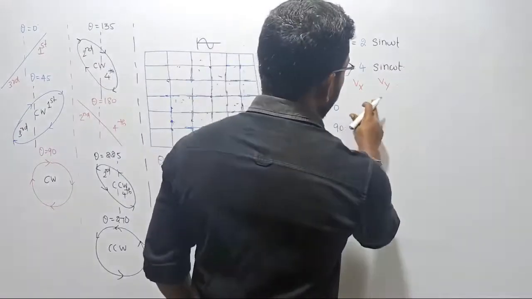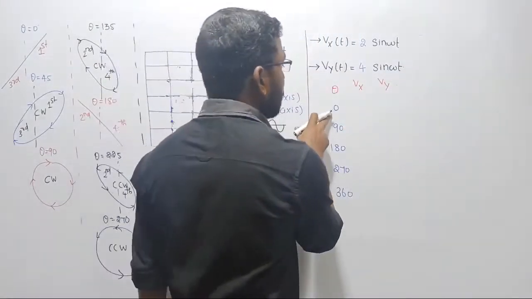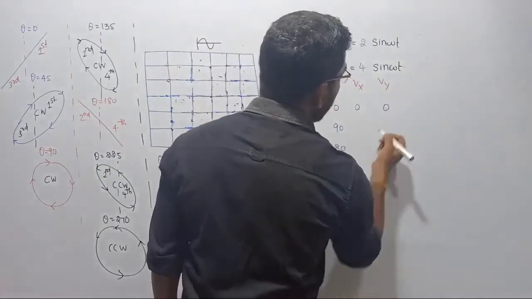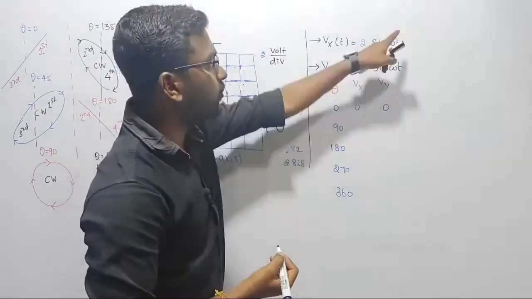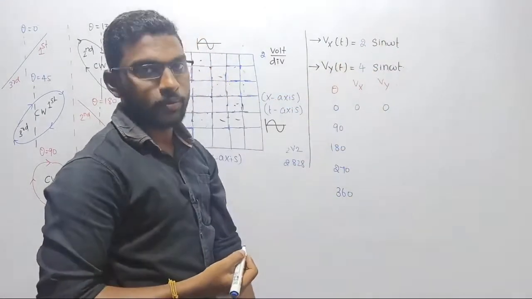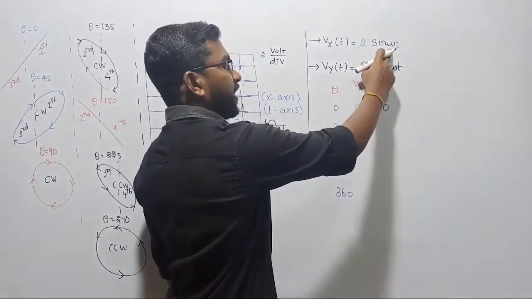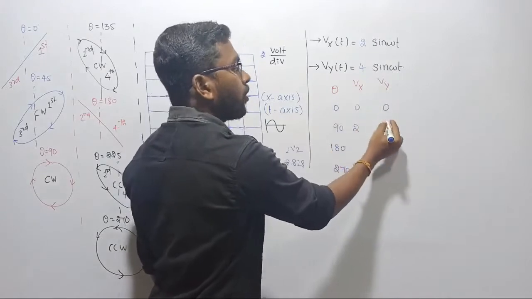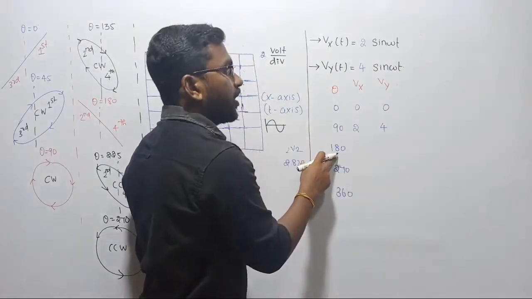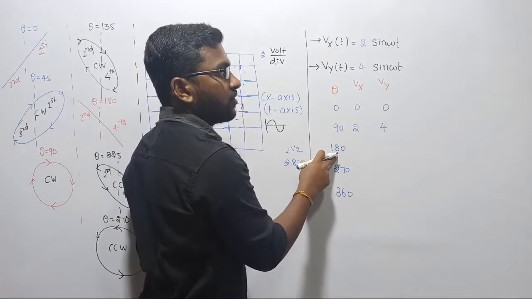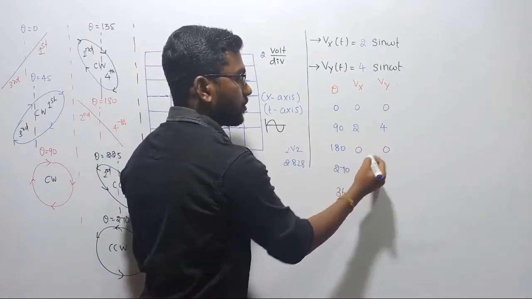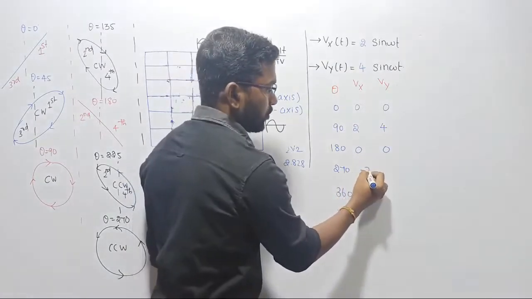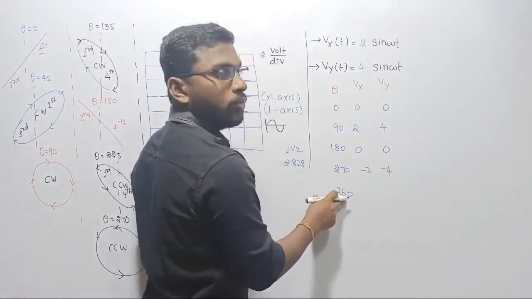Fine, let's continue. Vx and Vy. When I place theta equal to 0, sin 0 is 0, so both are 0, because 0 into 4 and 0 into 2 become 0. Let's consider theta equal to 90. Sin 90 is 1, 1 into 2 is 2, and here 1 into 4 is 4. So 2, 4. Sin 180 is 0, so both are 0. At 270, sin 270 is minus 1, minus 1 into 2 is minus 2, and this is minus 4. At 360, both are 0.